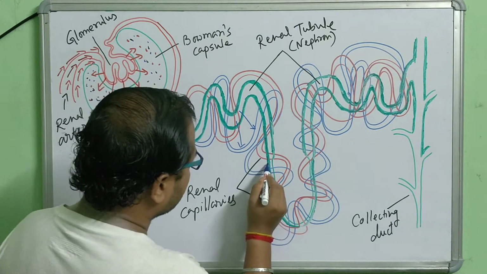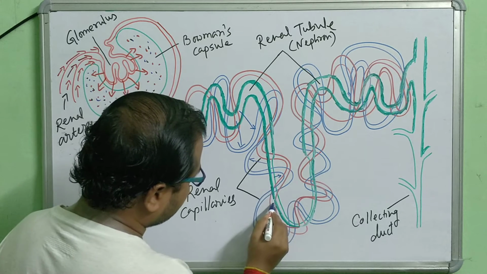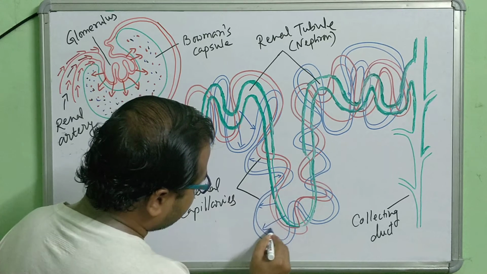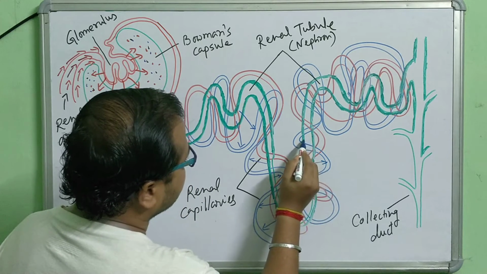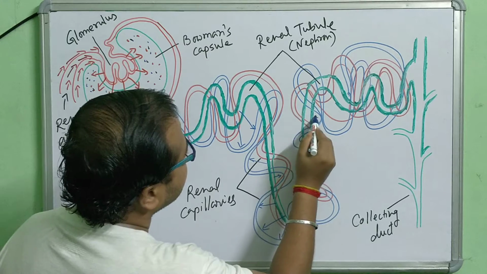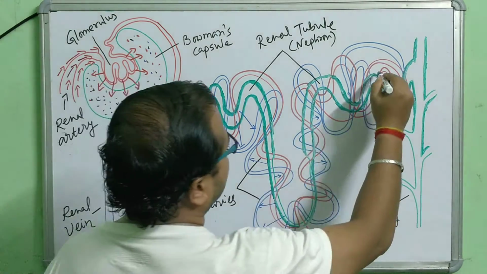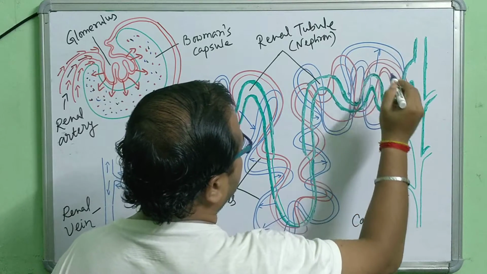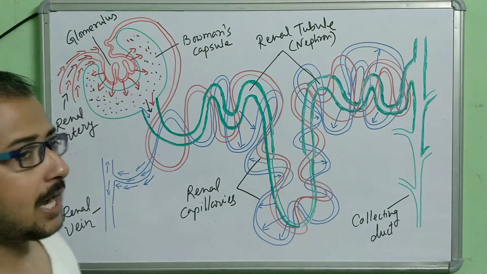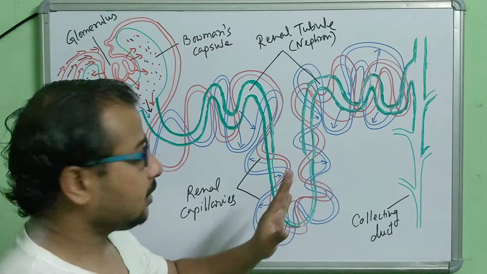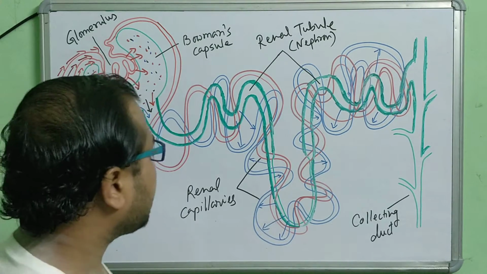Okay. So see, look at here. So I am giving an arrow so that you can understand how things are getting reabsorbed. I hope now you can understand how from this nephron the reabsorption of the water, nutrients and vitamins takes place.